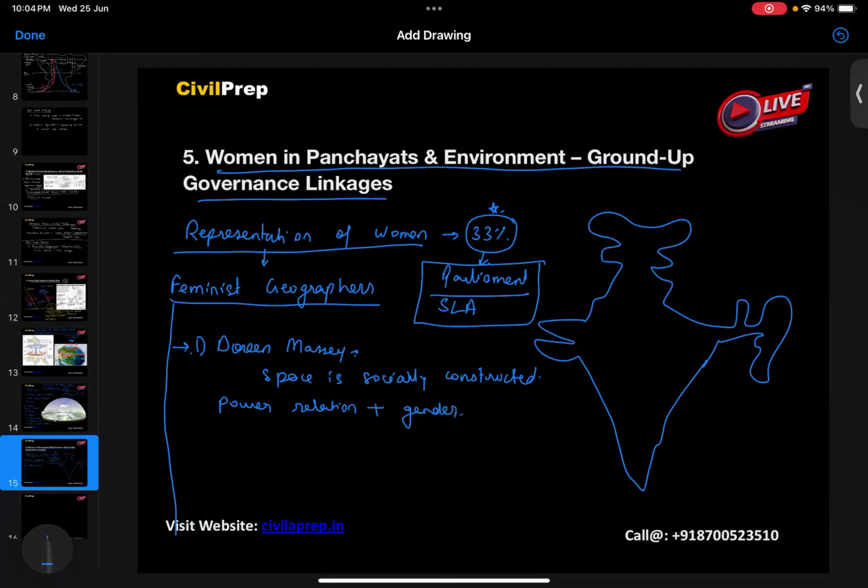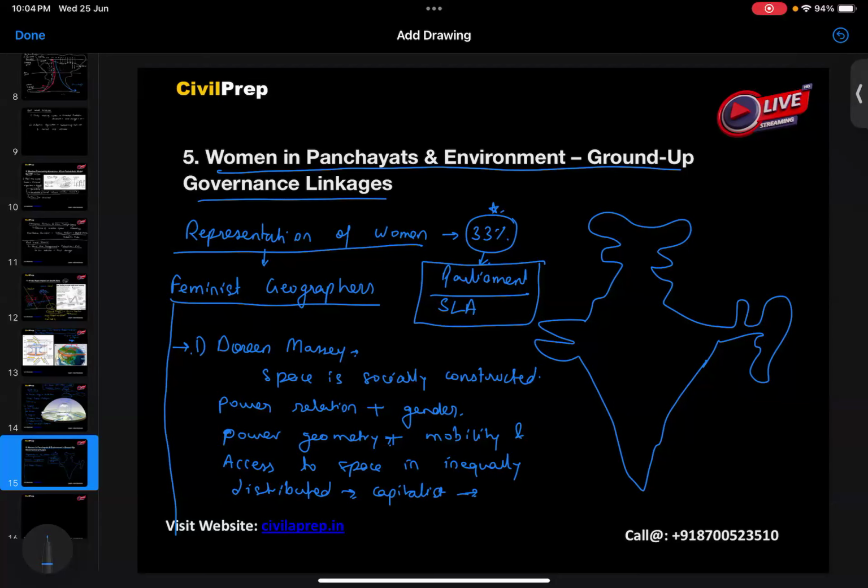She also introduced the concept of power geometry. You can write this point, arguing that mobility and access to space is unequally distributed. She also says that often the prevailing man in the capitalistic and globalized system has done this. Okay, so she is alleging that the capitalist has resulted in such a system in the globalized world.